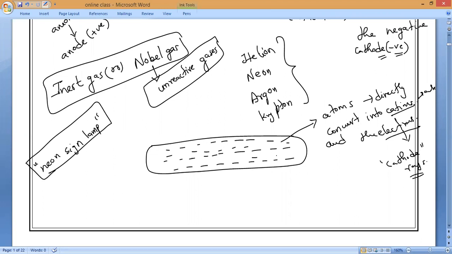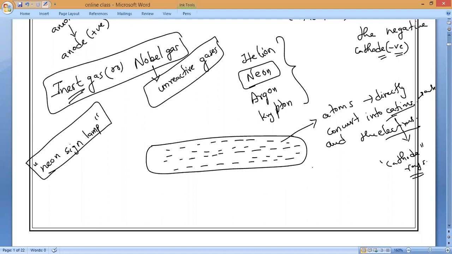Whenever we fill neon gas, neon is what kind of gas? An inert gas. So whenever we use this neon gas in the neon lamp, the atoms are directly converted into cations and electrons. The same principle is used.